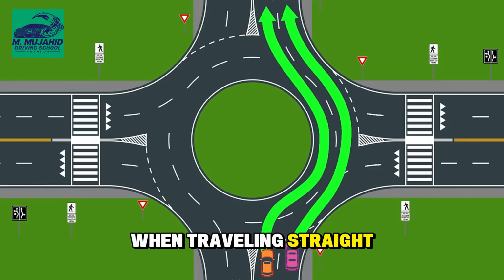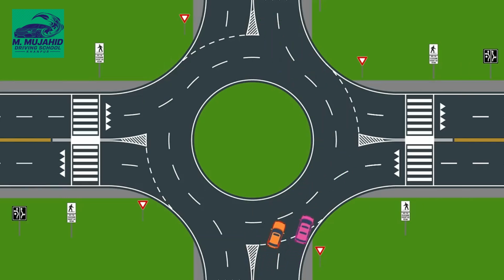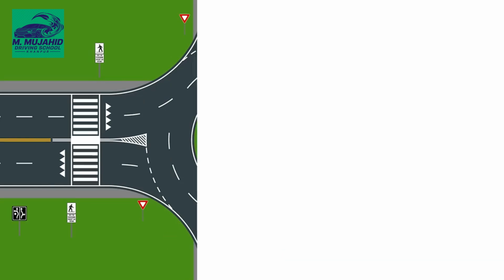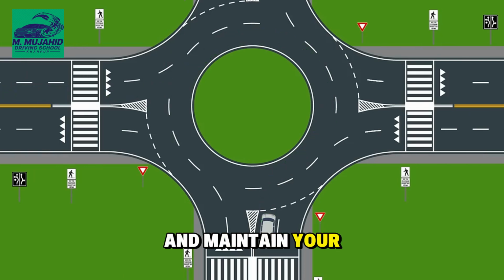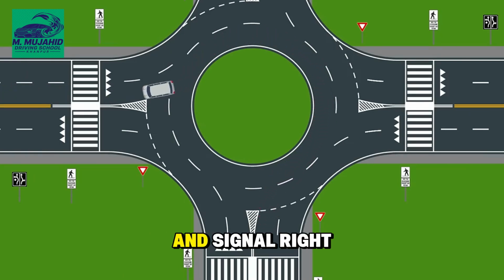When traveling straight, enter the left or right lane. Stay in your designated lane until you are ready to exit. Signal right when exiting. When turning left, enter from the left lane and maintain your left turn signal throughout the turn. Travel in the inner left lane and signal right when exiting.